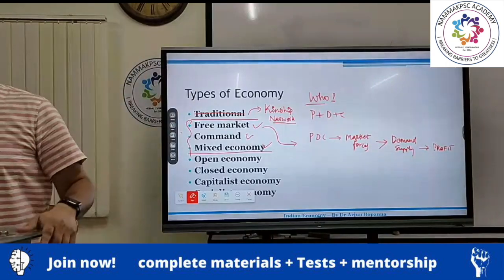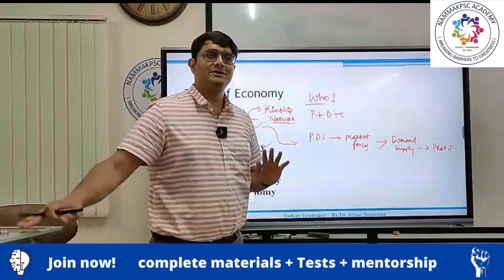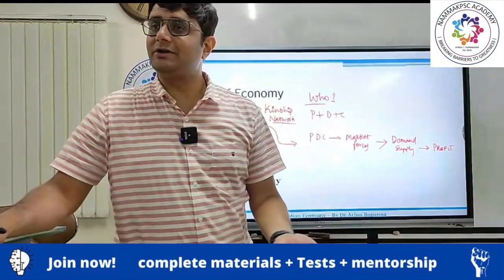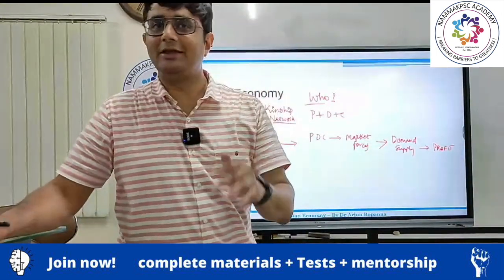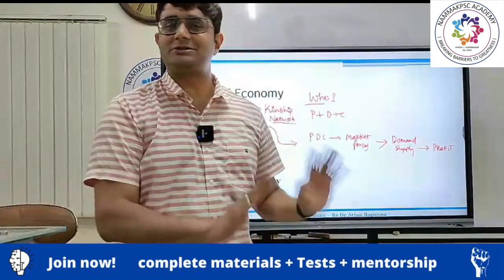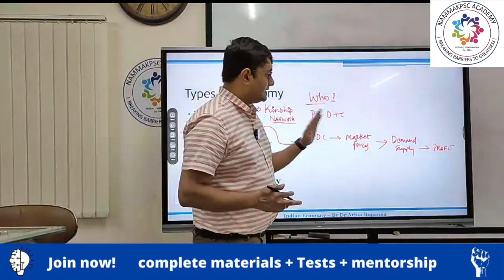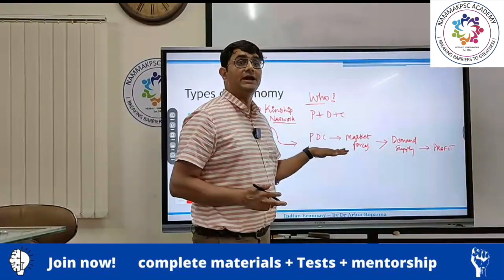Free for all. You take economic decisions. You decide what to produce. You decide how distribution, consumer consumption will be based on their ability to purchase. Government will not do anything. You can purchase, you buy. You don't purchase, you starve. That's your problem. That is free market economy, where market forces decide the production, distribution, and consumption.